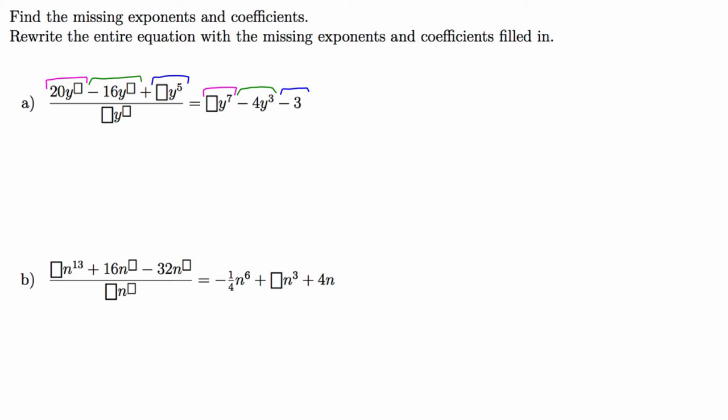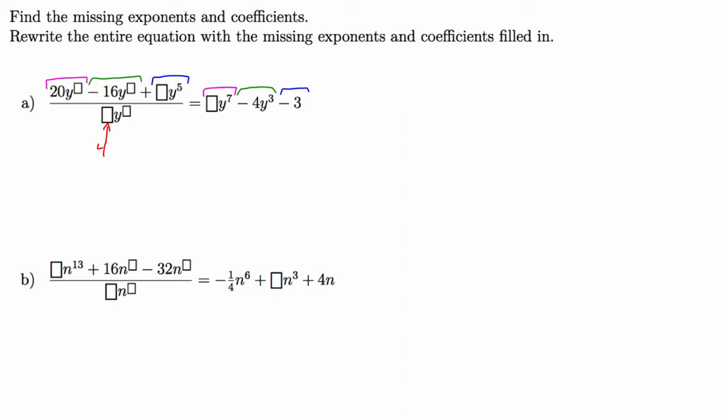The original first term in the numerator had a coefficient of 20, but I don't know what I divided that 20 by, and I don't know what I got as a result. There's not enough information to tell me what the coefficient of the denominator is yet. If we look at the middle term, we have negative 16 as a coefficient. I don't know what I divided that by, but I do know that the result was negative 4. That right there is enough to tell me, well, negative 16 divided by 4 equals negative 4. So the coefficient in the denominator has to be a 4.